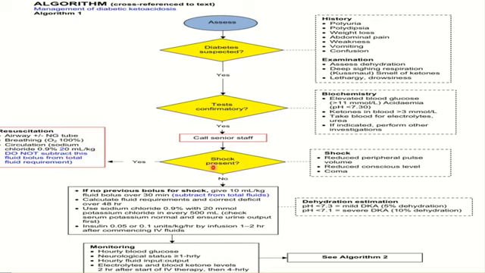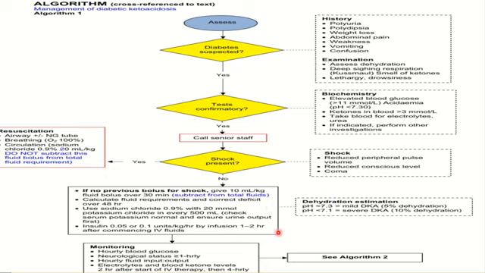Now if the child is not in shock, so what are the features of shock? Reduced peripheral pulse volume, reduced conscious level, coma. So if the child does not have any of this, you will give only 10 ml per kg IV fluid bolus. Then you will give the total requirement of fluid. We'll calculate it later.